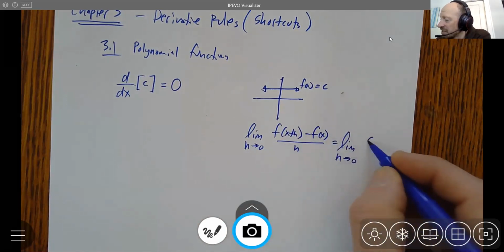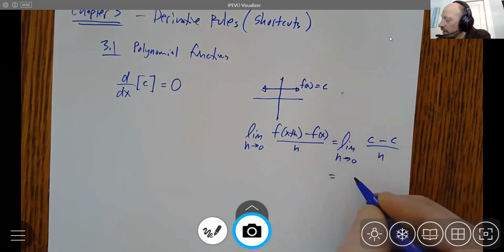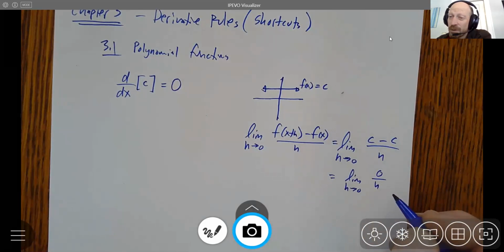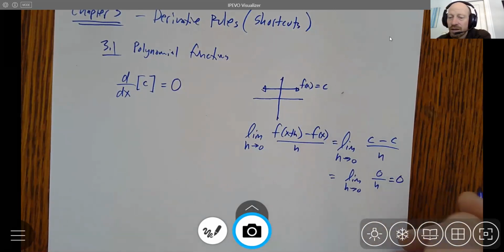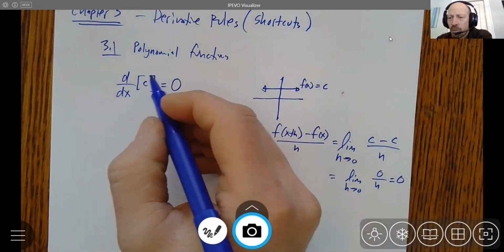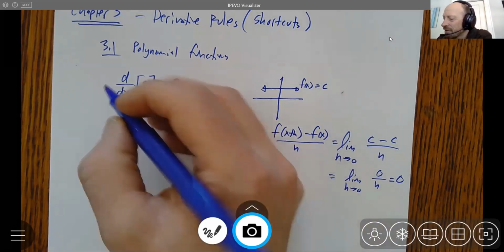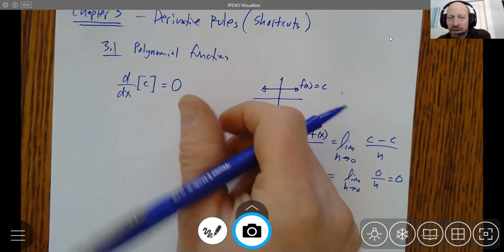f of x plus h is c, and f of x is c, because everything is c. And c minus c is 0. And this is not an indeterminate form, because the top is not heading towards 0. The top is 0, right? And 0 over h is 0. And the limit of 0 is 0 as well. Okay, so we've thought about it and proved it, and so we get to use this now as a fact. Anytime you take the derivative of a constant, it's going to automatically equal 0.